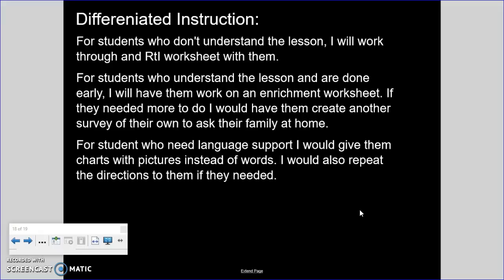For differentiated instruction, students who didn't understand it will work on an RTI worksheet that comes with the Go Math textbook. And for students who were done early, there's an enrichment worksheet, but I would also have them come up with another survey and write out a graph for it, and they would do that at home. And then for students who need language support, I would give them the charts with pictures instead of words. So like the dog, cat one, instead of having it say dog, cat, bird, fish, I would have pictures.